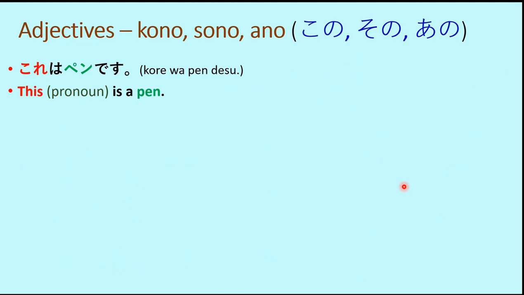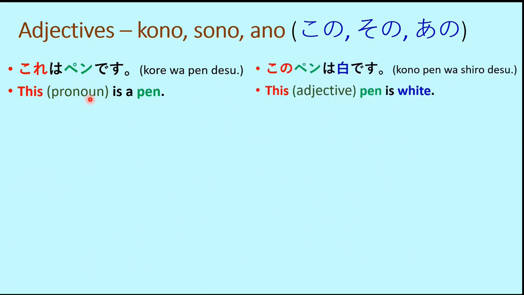This is a pen, kore wa pen desu. So this example we have seen earlier when we discussed the pronoun kore. So in this sentence, kore is used as a pronoun. Now, if we say this pen is white, see here also this is used and pen is also there, but here the adjective white has been added. This pen is white. So which pen is white? This pen is white. That means this here talks about the subject pen.